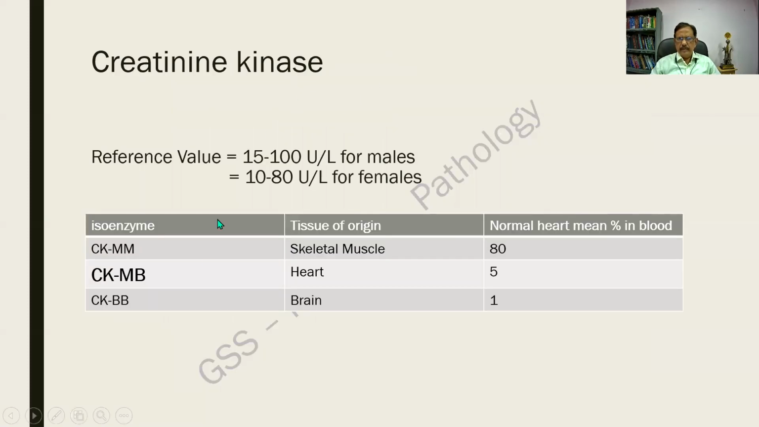Creatinine kinase, it has got three isoenzymes, MM, MB, and BB. MM is found in the skeletal muscle, BB in the brain, and MB in the heart. So normally you find that this is the value, but when it is going to be increased beyond 10, 15 and all, it is significant. The values are given for males and females. So creatinine kinase, MB isoenzyme is significant of myocardial infarction when it is raised.